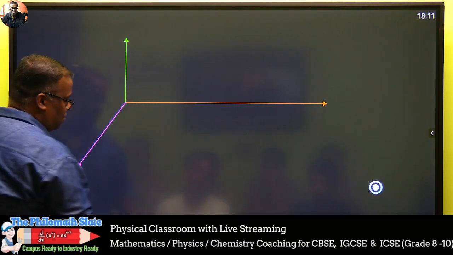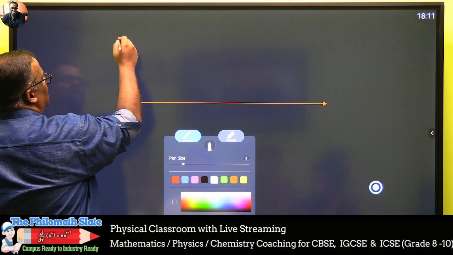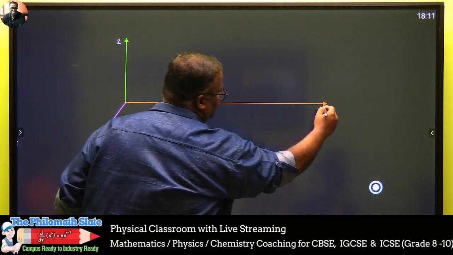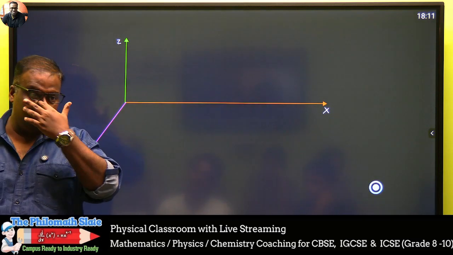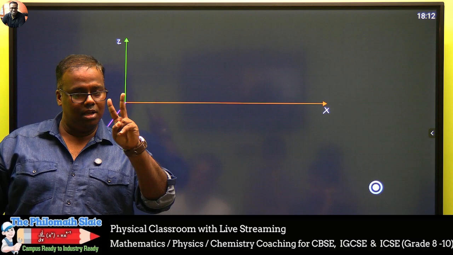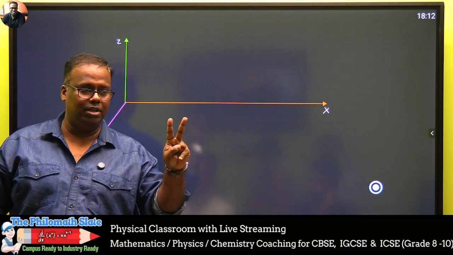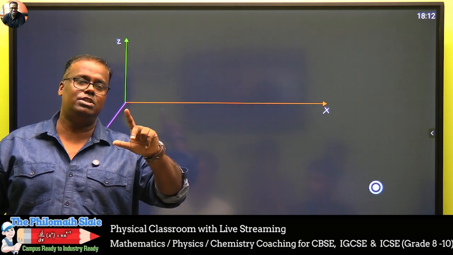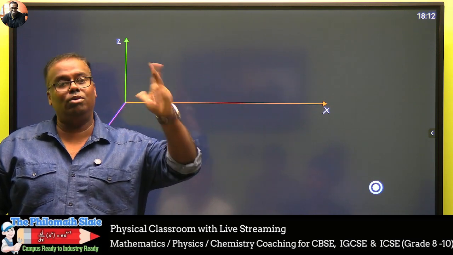These are my 3 axes. I'm naming this as z-axis, this is say y-axis, and this is x-axis. Electromagnetic wave होता क्या है? An electromagnetic wave is a combination of 2 different waves. One is electrical and one is magnetic. एक electrical wave है and one is a magnetic wave. Both the waves are traveling in what way? In perpendicular direction to each other.